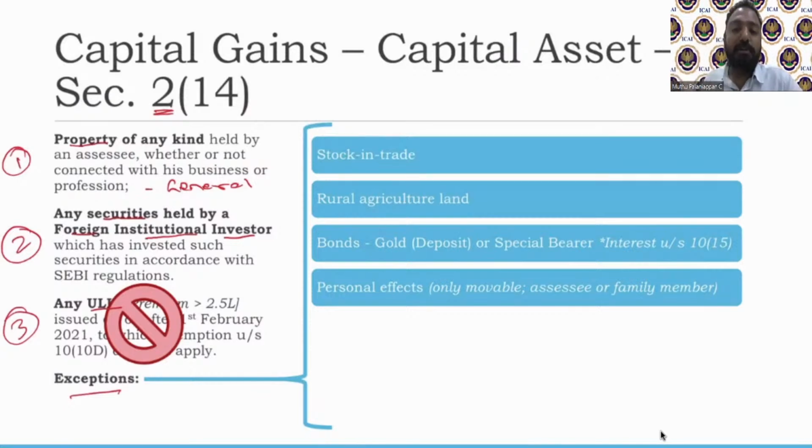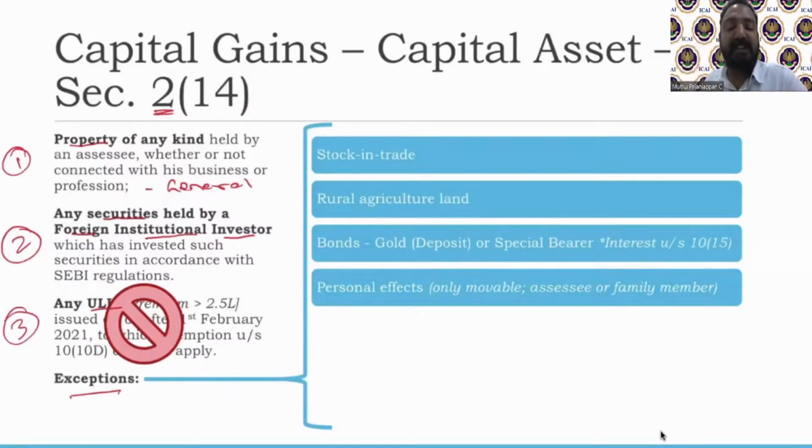Next is bonds. Not all bonds, specific bonds. It's gold bonds or gold deposit bonds, or also some special bearer bonds. So these are types of bonds. I don't think we need to explain all those. These are the types of bonds which are not a capital asset. We are talking about exceptions.